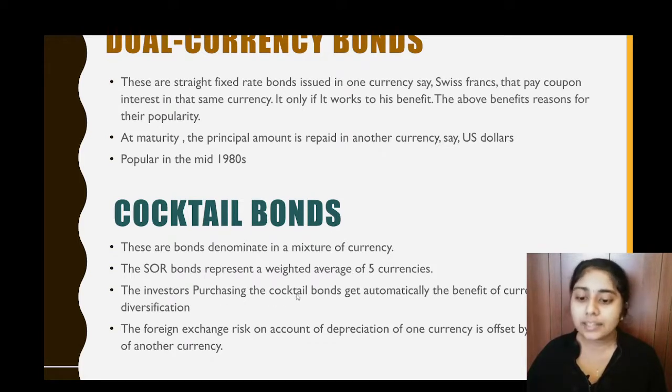The investors purchasing the cocktail bond automatically get the benefit of currency diversification, and the foreign exchange risk on account of depreciation of one currency is offset by appreciation of another currency. So the main benefit of a cocktail bond is that it is a mixture of five or more currencies. If the value of one currency goes down, it gets balanced because the value of another currency goes up. So cocktail bonds are bonds denominated in a mixture of currencies.